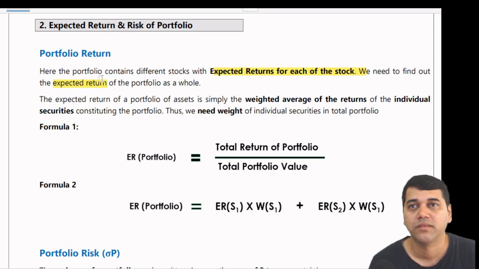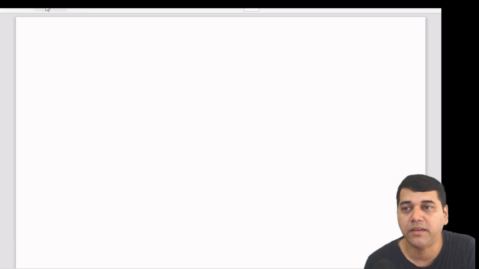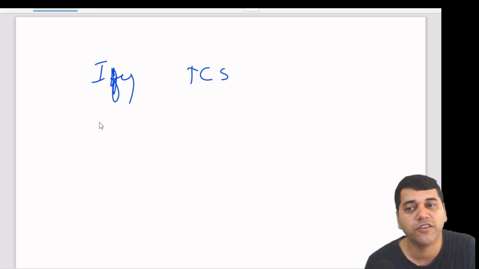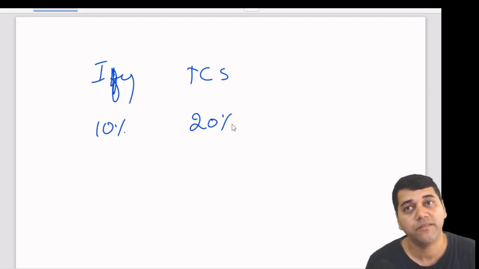Like MRPL will give you 12%. Infosys will give you 18%. Now when you buy MRPL also, Infosys also, the question comes: what is my return? Tell me, can you tell me? I'll take two stocks, Infosys and TCS. Infosys gives me 10%, TCS gives me 20%. When I buy both the shares, what is my expected return? What is your assumption?